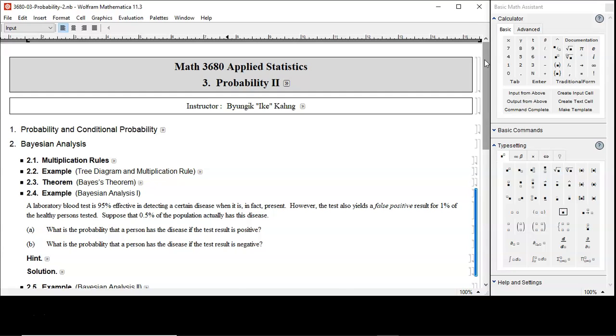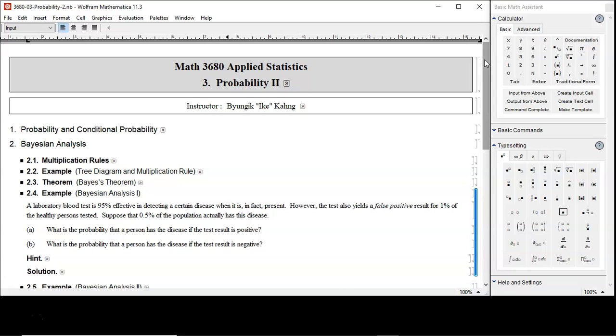Here we go. A laboratory blood test is 95% effective in detecting a certain disease when it is in fact present. However, the test also yields a false positive result for 1% of the healthy persons tested. Suppose that 0.5% of the population actually has this disease.